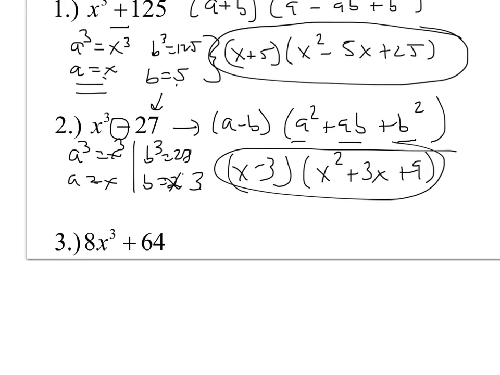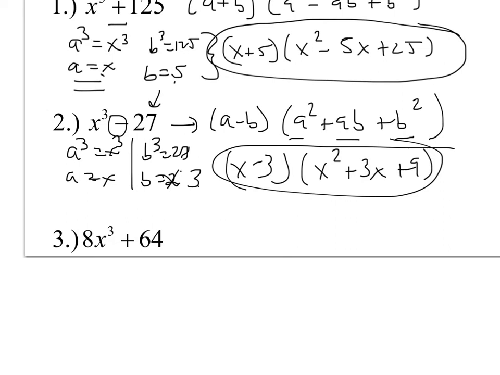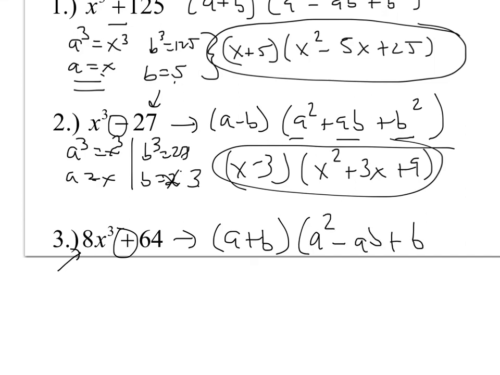Okay, and now our last example. Now this one has a coefficient, so it's a little bit trickier. But we notice that it's a sum, so I'm just going to write the pattern. You don't have to write the pattern. I'm just showing so we can work with it if we need to. So we have a plus, so it's a sum, so this is always A plus B, and then sum is opposite, right? So it's A squared minus AB plus B squared.